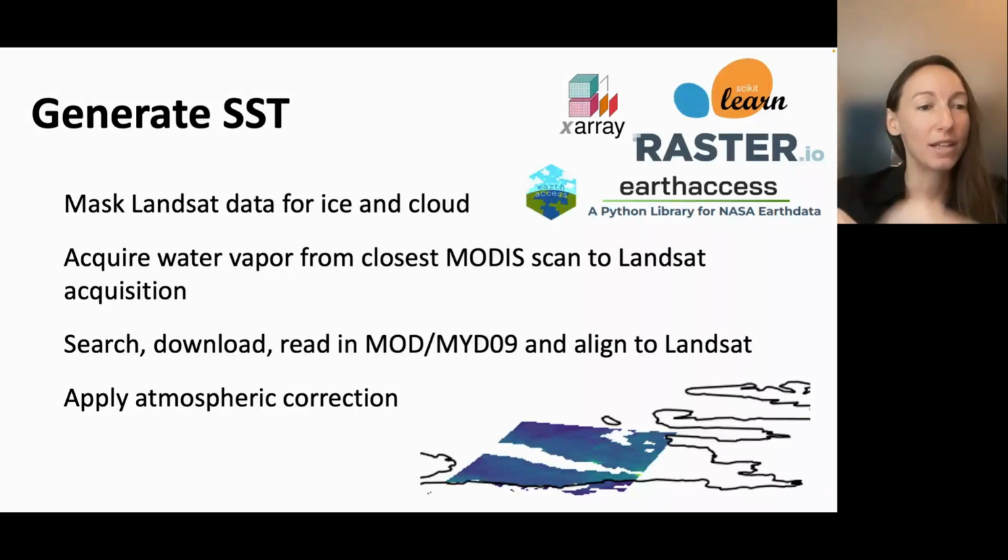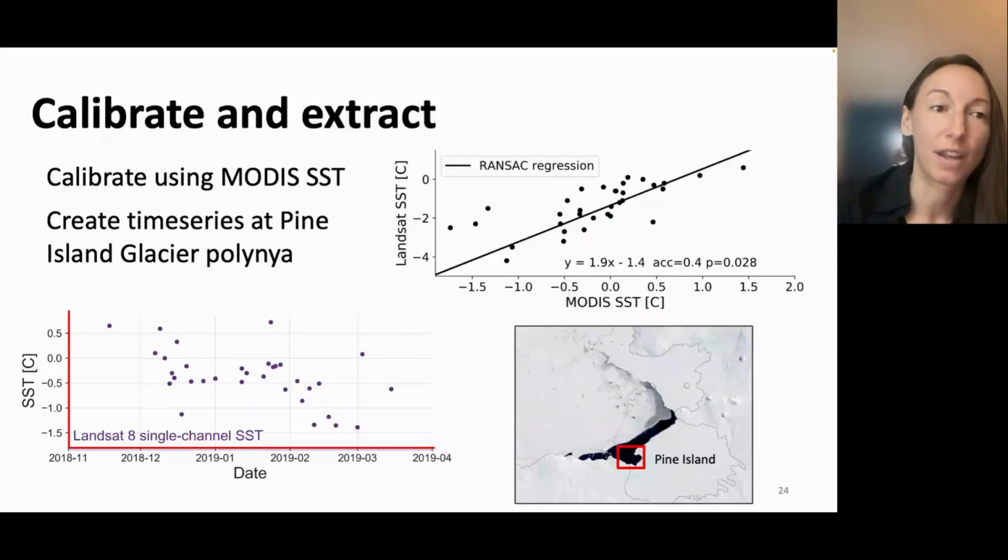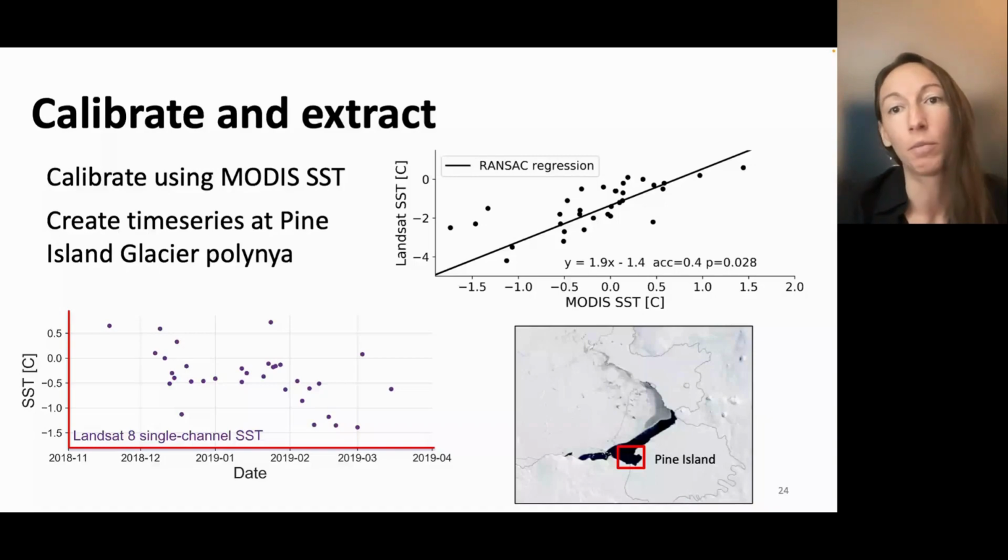From that, we align the Landsat and then we apply the atmospheric correction. That whole process takes about 75 seconds. From there, we calibrate using MODIS sea surface temperatures. I'm using MODIS as a calibration dataset because there is very little calibration and validation data in Antarctica. We're hoping to improve that in the future. MODIS is not great for the same reason, but it's the best thing that we have.